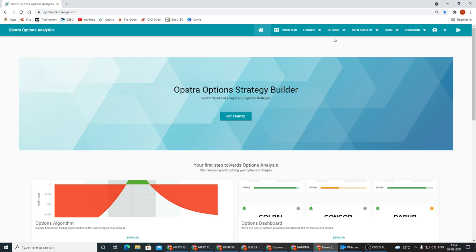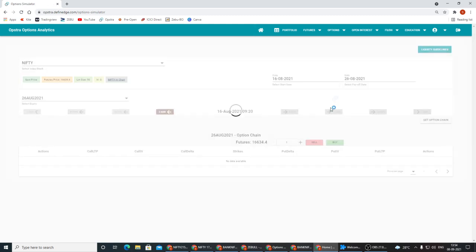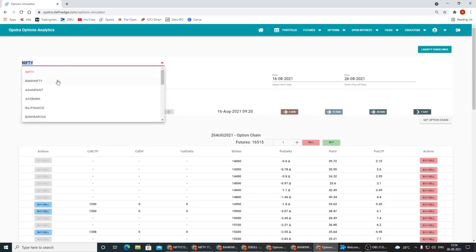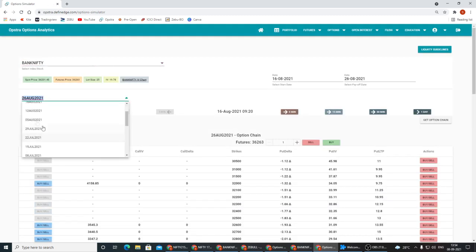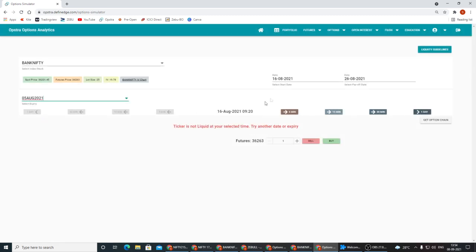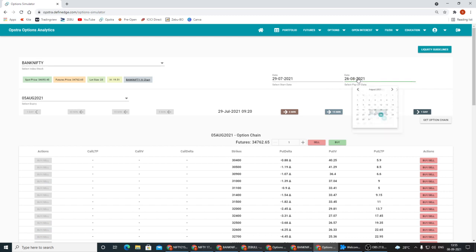So here I am going to the option simulator and I will select Bank Nifty and expiry 5th August. What is the start date? Generally, the weekly strategy you can create on the previous Thursday. The previous Thursday is 29th, and the payoff date is 5th August.